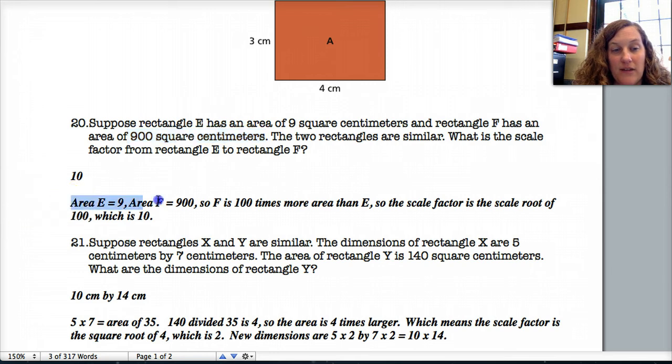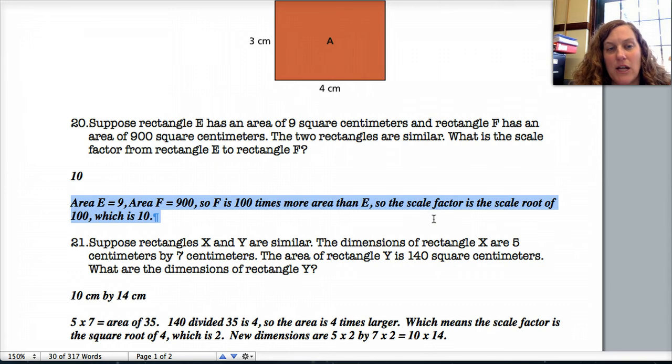So your area was 9, now it's 900, F is 100 times more, so the scale factor squared is 100, and the scale factor is 10. You probably could also figure it out that maybe a 9 is a 3 by 3, and then the other one's a 30 by 30, and then the scale factor would be 10 that way too. So there's a couple ways you could do that one.